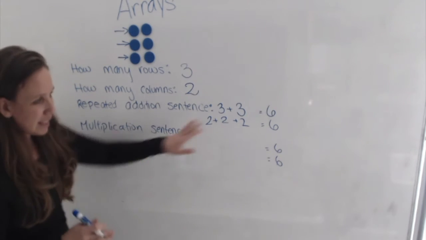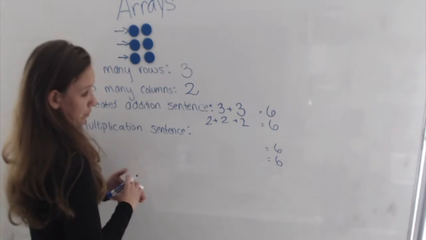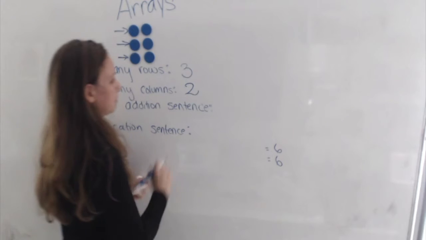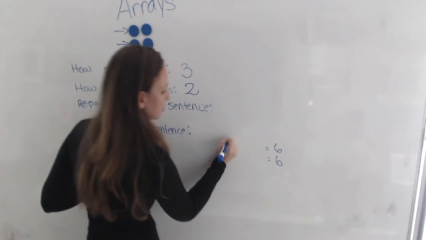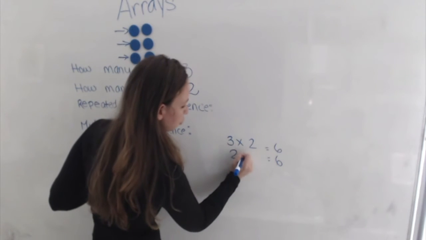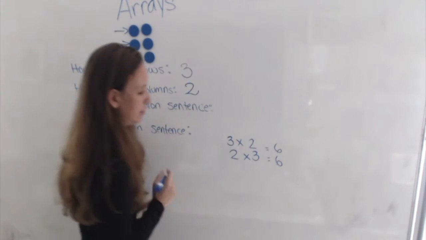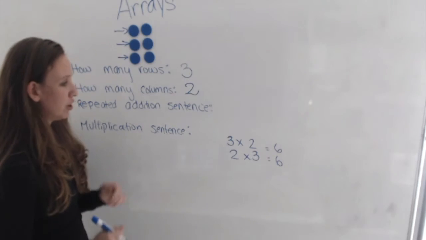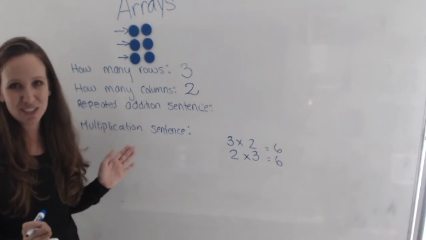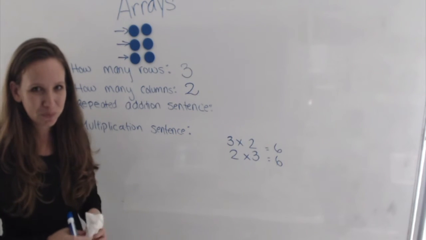Now, let's say this is a little confusing for you, okay? Let's ignore this for a second. Let's pretend this wasn't here. I can just take these numbers: 3 times 2 or 2 times 3. Because it's how many are in each row or each column. And that's all you need to do, okay?